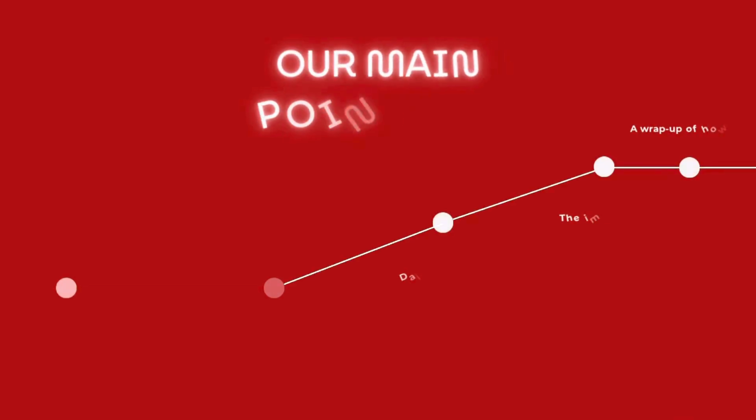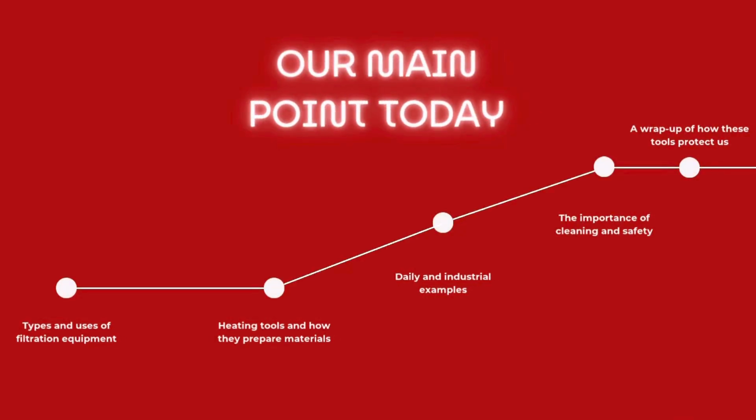Apparatus and technique, but we will be more focusing on filtrations and heating apparatus. Even though we always find these apparatus in the chemistry lab, they actually play an important role in our daily life, especially in food, water and medicine. For example, filtration makes sure the water and ingredients we consume are clean, and the heating process prepares samples and ensures safety and accuracy. So, in this video, we will cover the types and uses of filtration equipment, heating tools and how they prepare materials, daily and industrial examples, the importance of cleaning and safety, and a wrap-up of how these tools protect us. So, let's begin with the science of filtration.